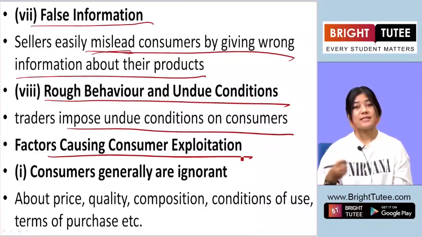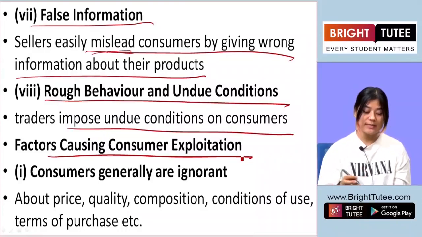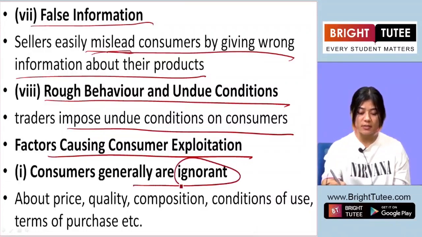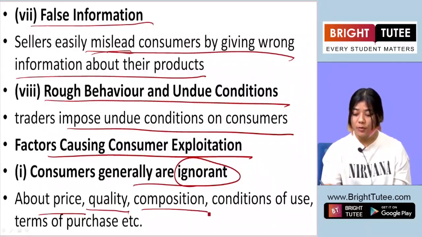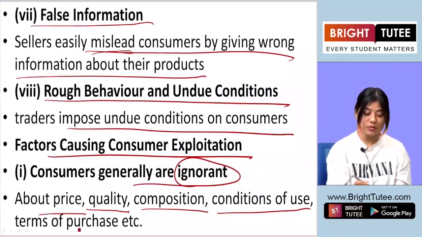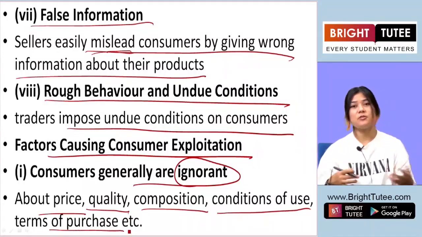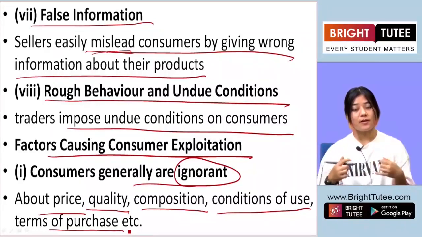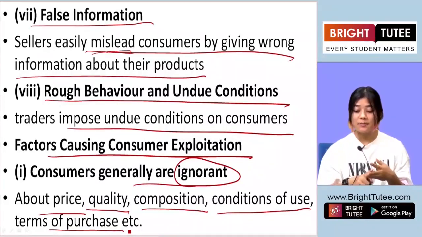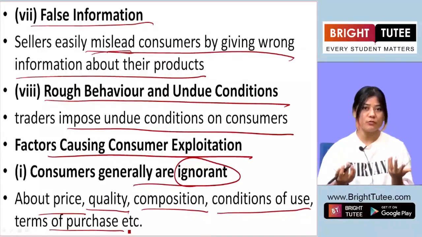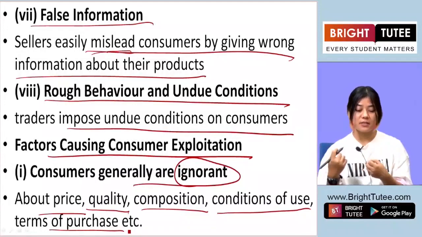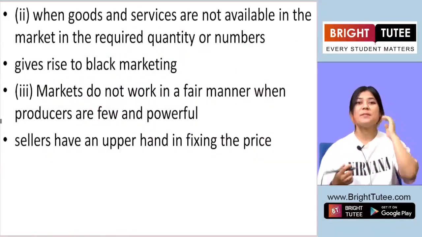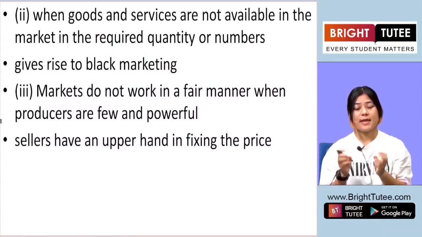What causes these exploitations? Okay, the first one is that consumers are generally ignorant. They don't know about the price, they don't know about the quality, the standard, the composition, conditions of use, terms of purchase, etc. Consumers don't care. When you go to buy a piece of clothing, do you make yourself aware of all these things? Price, quality, conditions of use, terms of purchase? No, you don't. You're mostly ignorant when you go and buy or avail goods and services. Okay? So because people are ignorant, that also causes exploitation.